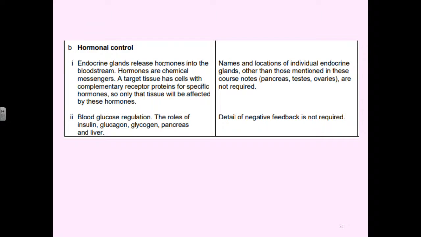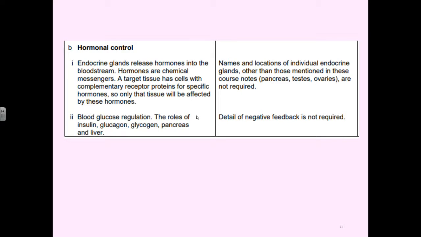This is a slide that shows what the SQA want you to know. The endocrine glands release hormones into the blood. Hormones are chemical messengers. Target tissue has cells with complementary receptor proteins for specific hormones. So testosterone has different membrane receptors to estrogen or FSH or LH or ICSH. Only the tissue that has the receptors will be affected by this hormone. The names and locations of individual endocrine glands, other than those mentioned in the course, like pancreas and later on testes and ovaries, are not required.